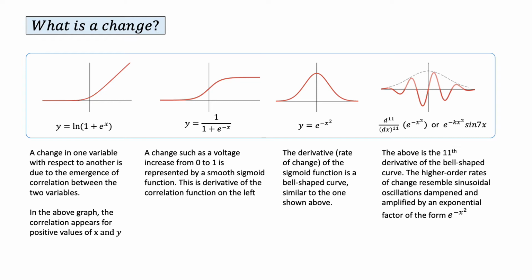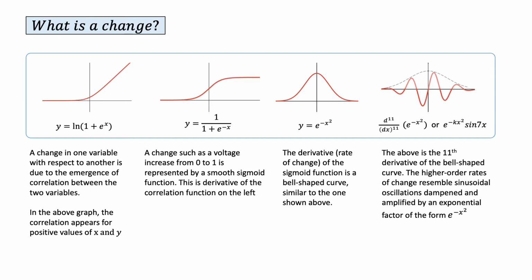For example, in the first graph, correlation between the variables x and y exists mostly for the positive values of x. The second graph, which is known as a sigmoid curve, is what we commonly call a change. For example, it represents a voltage increasing from 0 volts to 1 volt over a period of time. Natural changes are always smooth and take time. This also applies for the rate of change and the derivative of any order.